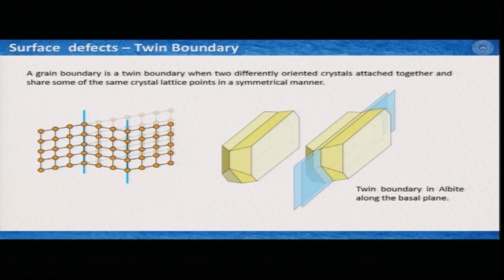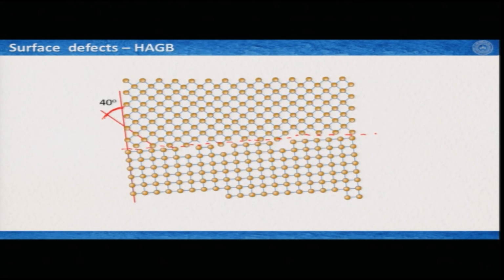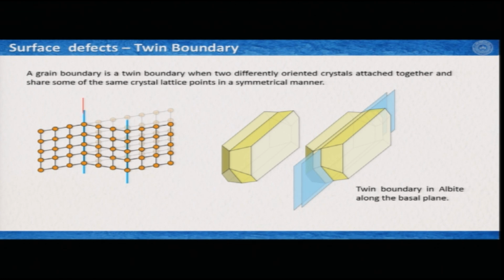Now there is another type of grain boundary, which is known as a twin boundary, when two differently oriented crystals, so it has a grain boundary, but they are attached together in such a way that they share some of the crystal lattice points in a symmetrical manner. What we have seen in other images, for example, if we come to the previous slide, the lattice of this grain and the lattice of this grain are not sharing any of the atoms of the neighboring grain, but if it is a twin boundary then they share. So this is the twin grain boundary. Okay. So this line of atoms is shared in both grains, and if that happens then this is a twin boundary. Twinning is very common in most geological minerals.